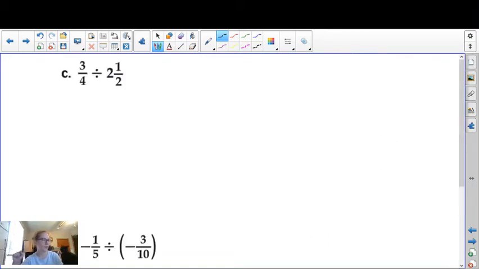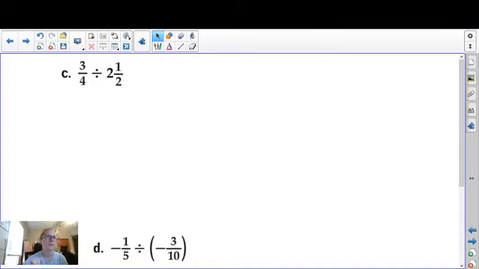Try this one. I will give you a hint. You're going to need to change into an improper fraction first and then do it. Go ahead, try. Oh, and you have to simplify. Hard problem. So pause the video and try this example.